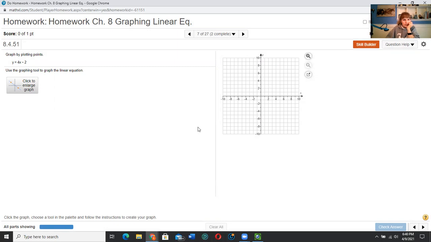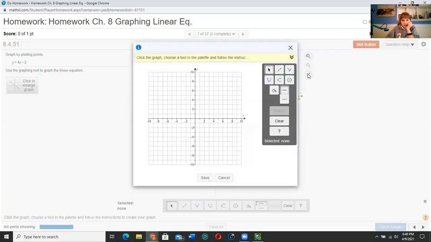So that's fine. Otherwise, we'd be going down and to the right. But we're going to go to a negative 2 on the y-axis. So I want a line. So I push line. I'm going to go down to a negative 2 right here. Click. From there, I'm going to go up 4 because it's 4 over 1.